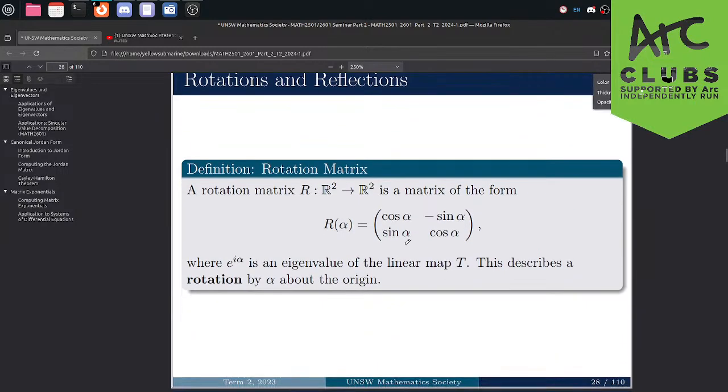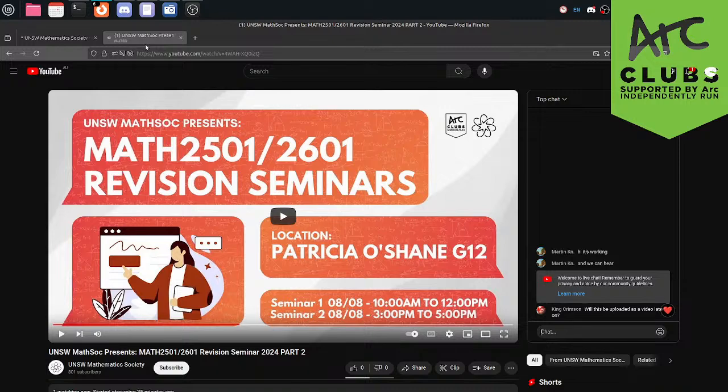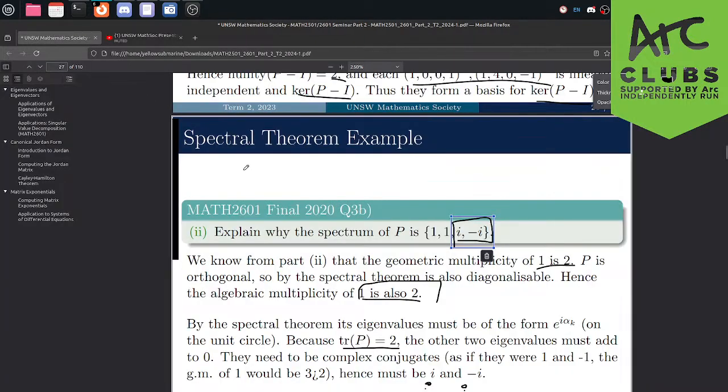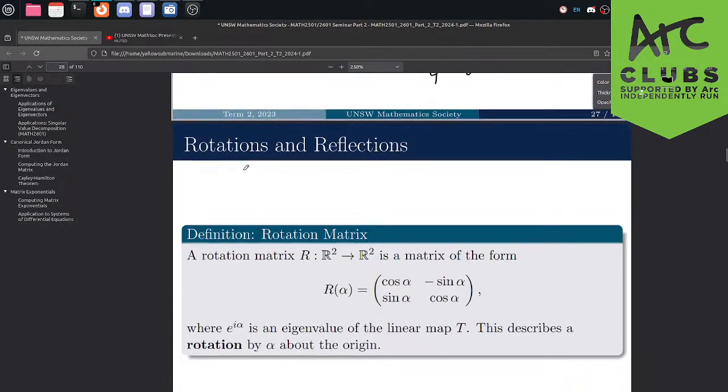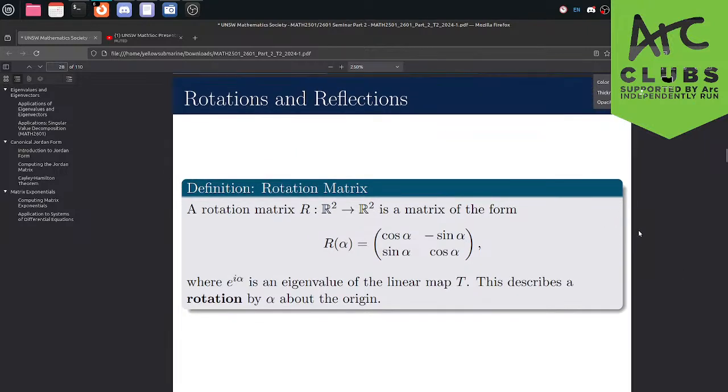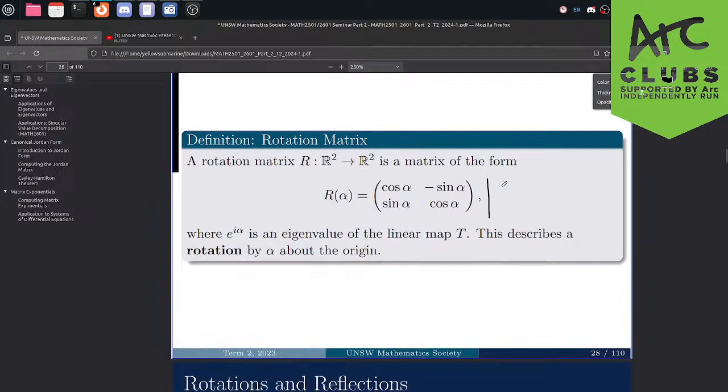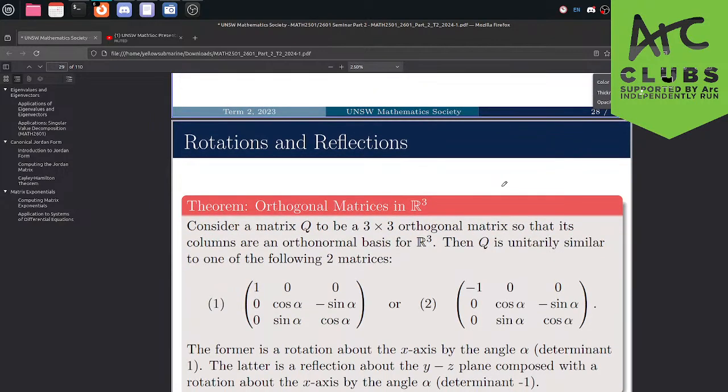Cool. So we're going to introduce the notion of a rotation matrix. A rotation matrix, for the 2D case, is in this form, right? So this is always going to describe a rotation. For 3D matrices, you can have rotations and reflections composed on top of each other, or sometimes just rotations.